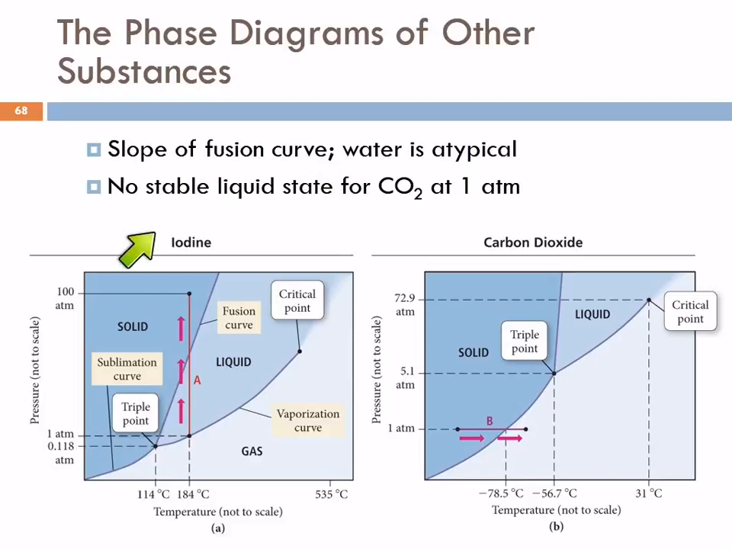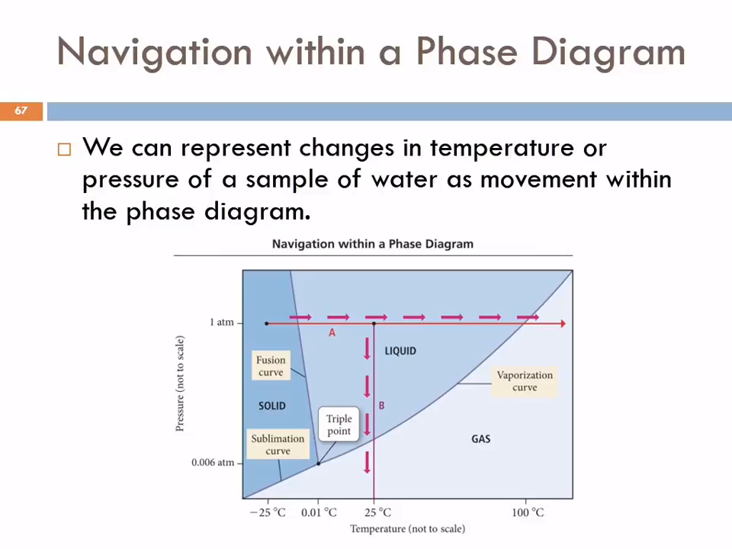If we look at iodine, we see that at 1 atmosphere and room temperature, it's a solid. As we increase the temperature, of course, it will melt and become a liquid. If we increase the pressure, we can get the liquid to become a solid. That doesn't happen with water. With water, if we increase the pressure on the solid, it becomes a liquid.